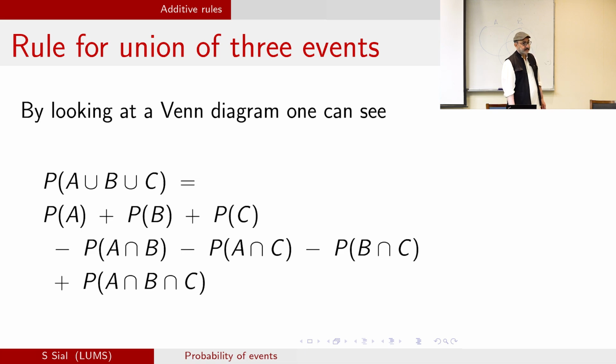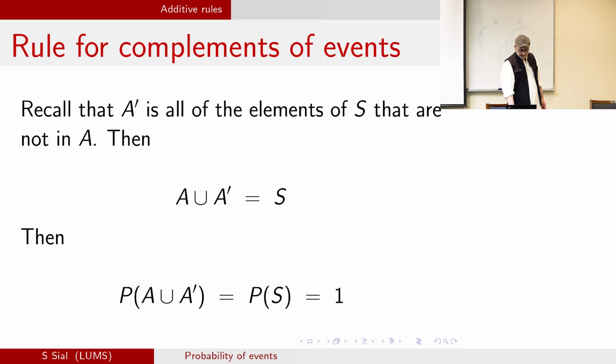Yes. How do we interpret this basically? The union of events means the probability of one of the outcomes within the events occurring, right? Okay.